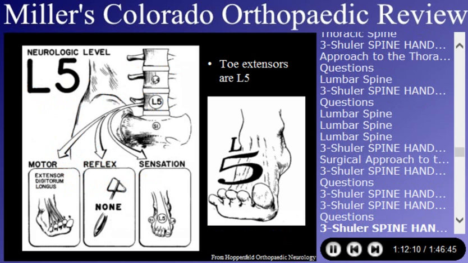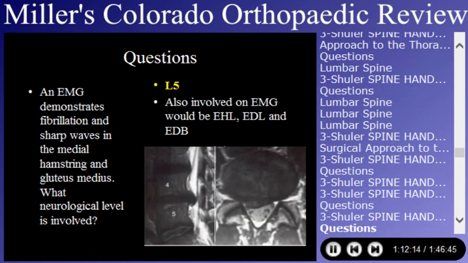EMG demonstrates fibrillation, sharp wave, so you know you got a denervation pattern. Medial hamstring and gluteus medius. What neurological level is involved? Okay, medial hamstring and gluteus medius. L5. Don't forget what else would be involved. We just covered the toe flexors. Toe extensors. Right there's the clinical picture.